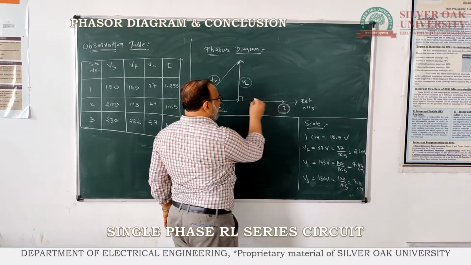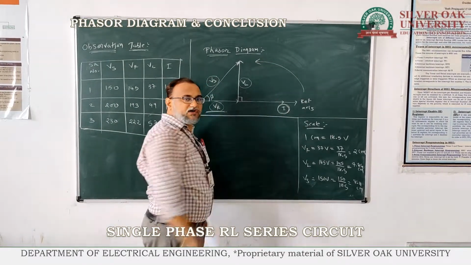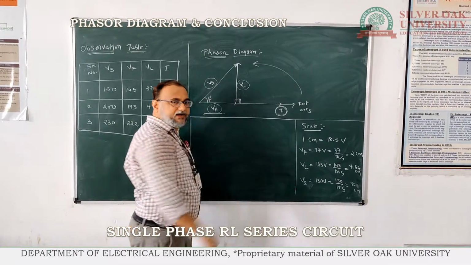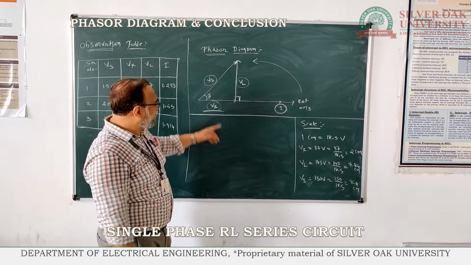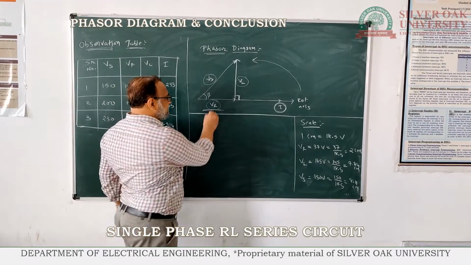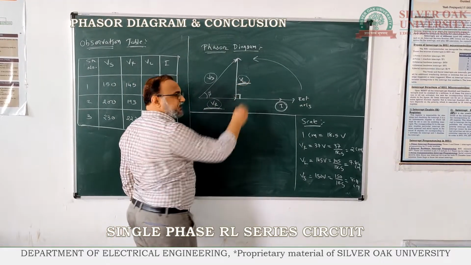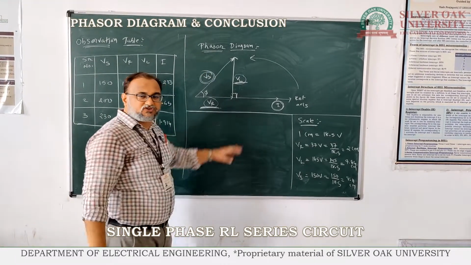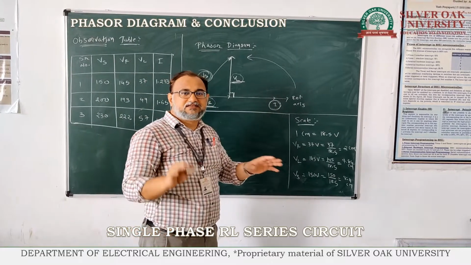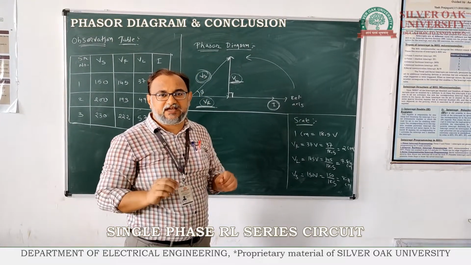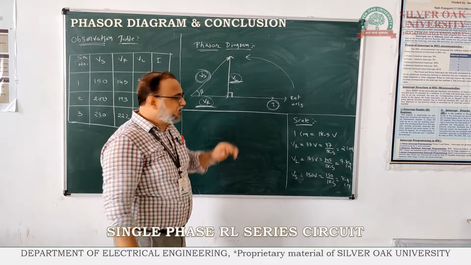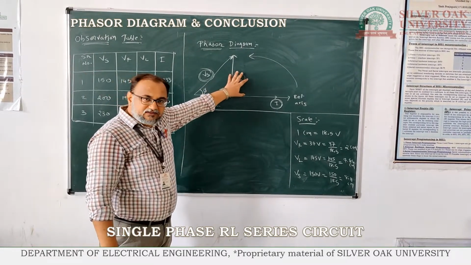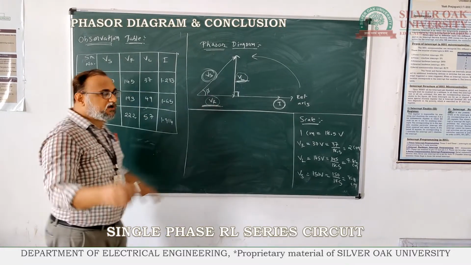Current and the voltage drop across the resistor are in the same phase. Current lags behind the voltage drop across the inductor by an angle of pi by 2, and the vector addition of the voltage drop across the resistor and the voltage drop across the inductor gives us the supply voltage. So this is the standardized phasor diagram for an RL series circuit.